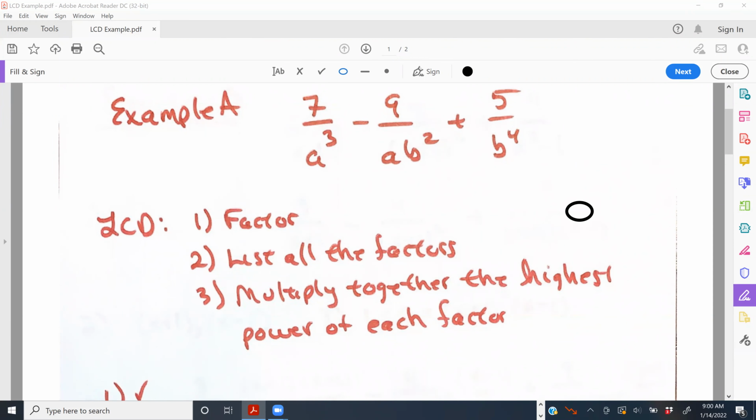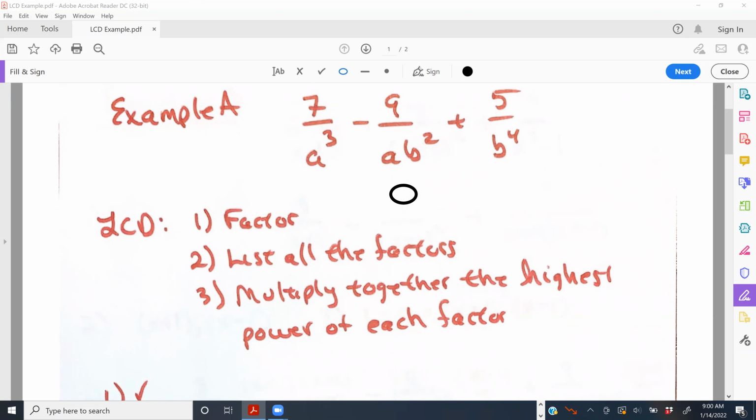Hello, so this is just a short video on how to find the LCD and bring together several rational terms. The instructions for finding an LCD would look like this. First of all, you're going to factor all your denominators, and then you want to just list all the different factors, and finally multiply together the highest power of each factor.